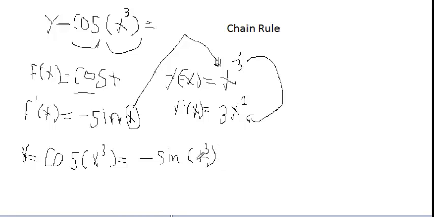and this multiplication times the derivative of the inside, which is 3x to the second power. We make sure to keep this one in parentheses, so we cannot get confused later on.